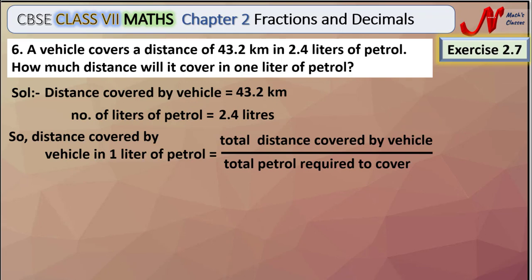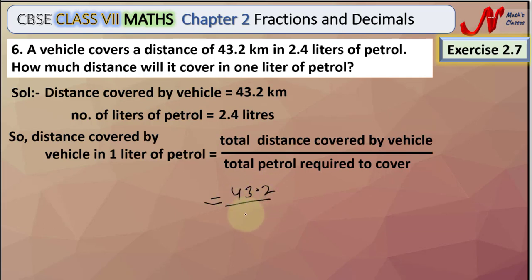Now we are going to solve exercise 2.7, problem 6. In this problem it is given that a vehicle covers a distance of 43.2 kilometers in 2.4 liters of petrol. How much distance will it cover in 1 liter of petrol? So from the given data we can write distance covered by vehicle is equal to 43.2 kilometers and number of liters of petrol is equal to 2.4 liters. So distance covered by vehicle in 1 liter of petrol is equal to total distance covered by the vehicle divided by total petrol required to cover it.